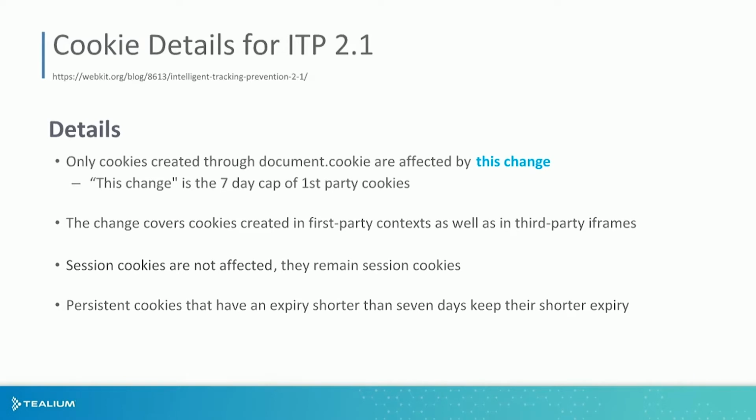In ITP 1, they got rid of server-side third-party cookies effectively. And this change that they're referring to is a 7-day cap of first-party cookies. The change covers cookies created in first-party context as well as third-party iframes. So an iframe is just a way of pretending to be first-party, so it's effectively saying the same thing. Session cookies are not affected. They remain session cookies, which basically means if you set no expiration date in your JavaScript cookie, it's going to expire when you close your browser. So that's a session cookie, it doesn't change. And their last bullet here, persistent cookies that have an expiry shorter than 7 days keep their shorter expiry. So if you set a 2-day cookie, they're not going to expand it to 7 days for you.